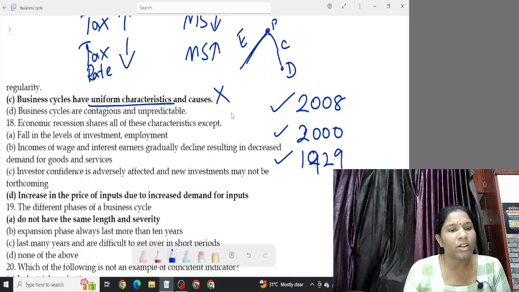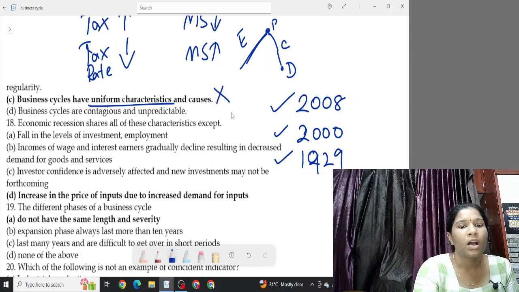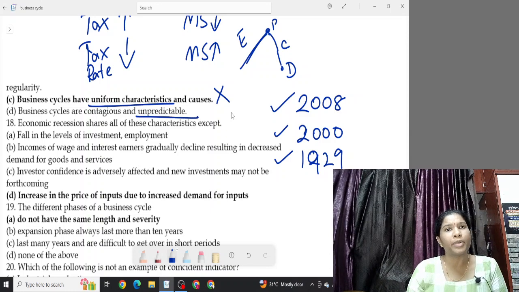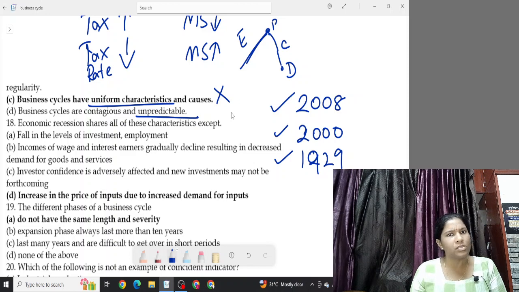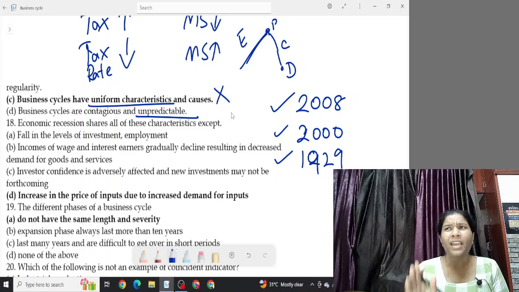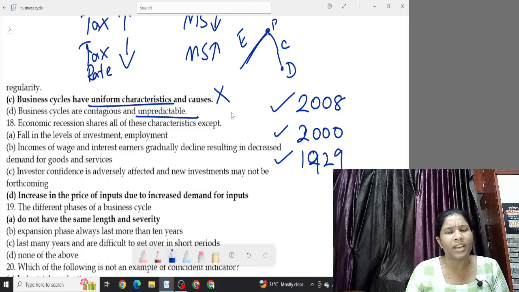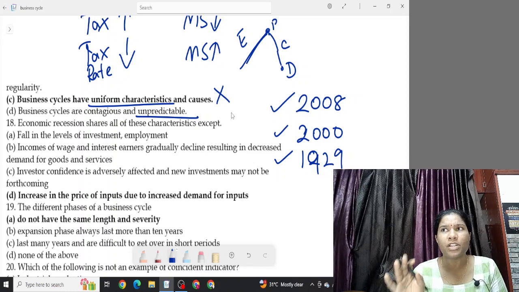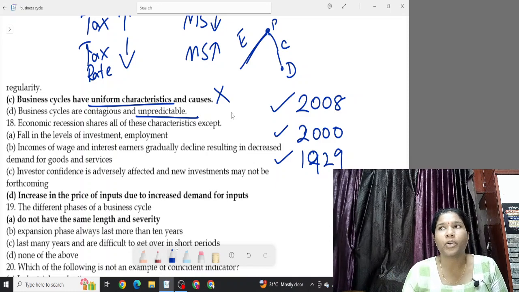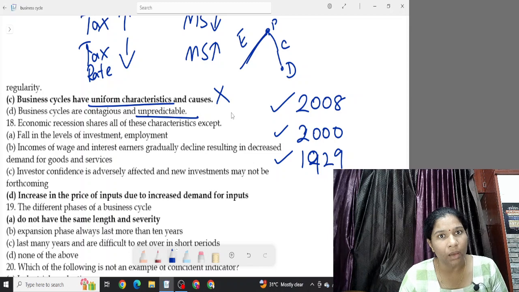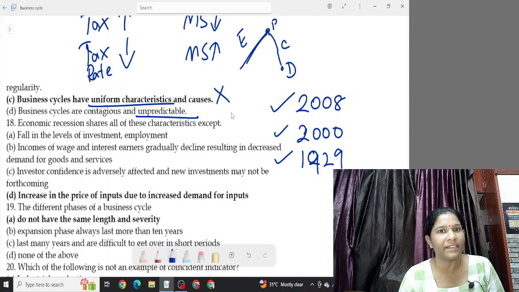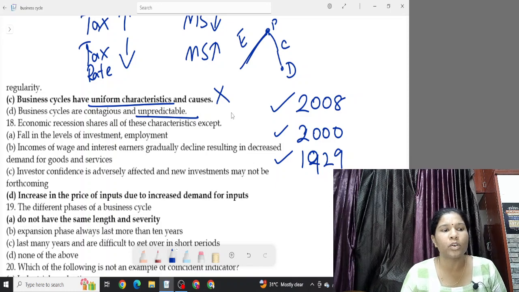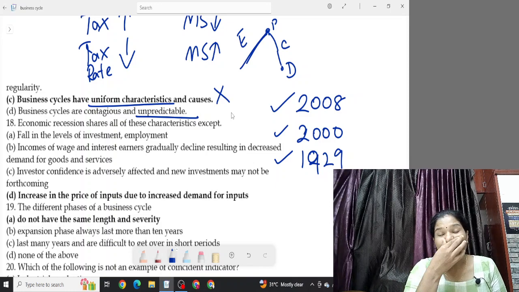Business cycles are contagious and unpredictable. Is it unpredictable? Of course, it's totally unpredictable. You can say after expansion comes peak, after peak comes contraction. You can say the United States is not going in the right direction and in the future it is going to go down, it is going to experience contraction. But you can never say the exact year it is going to experience contraction. So it is very unpredictable.